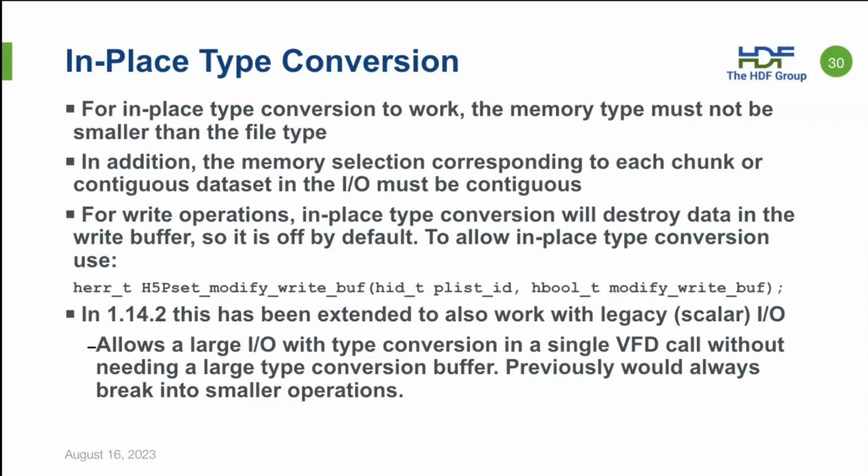And if you want to turn it on, there's this API to turn it on here, H5Pset_modify_write_buf. And in 1.14.2, we've also extended in-place type conversion to work with the legacy, existing IO. So you can play around with that too, and it may improve performance, especially if you're doing a large IO that needs type conversion, and you're not allocating a large buffer, because that way it can read the whole thing in instead of just reading a buffer size at a time.